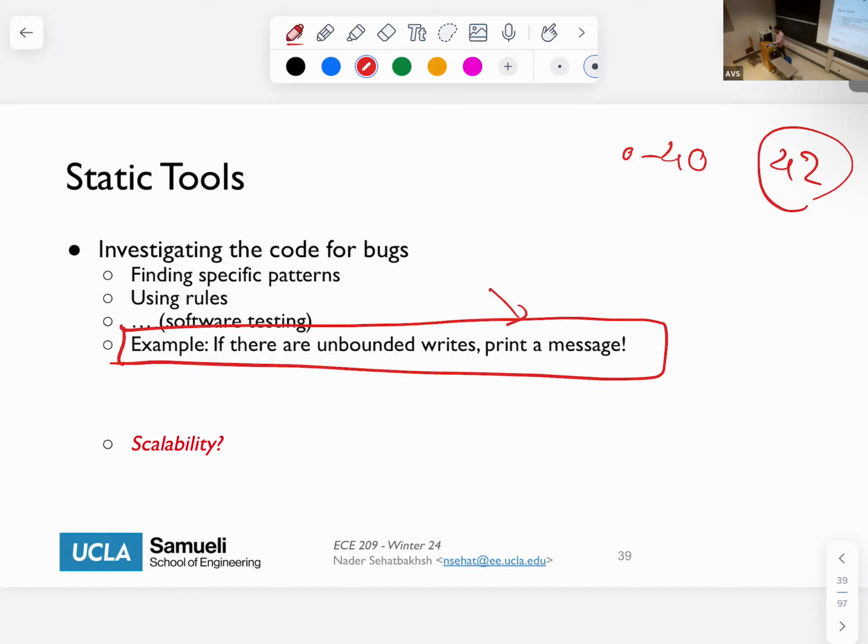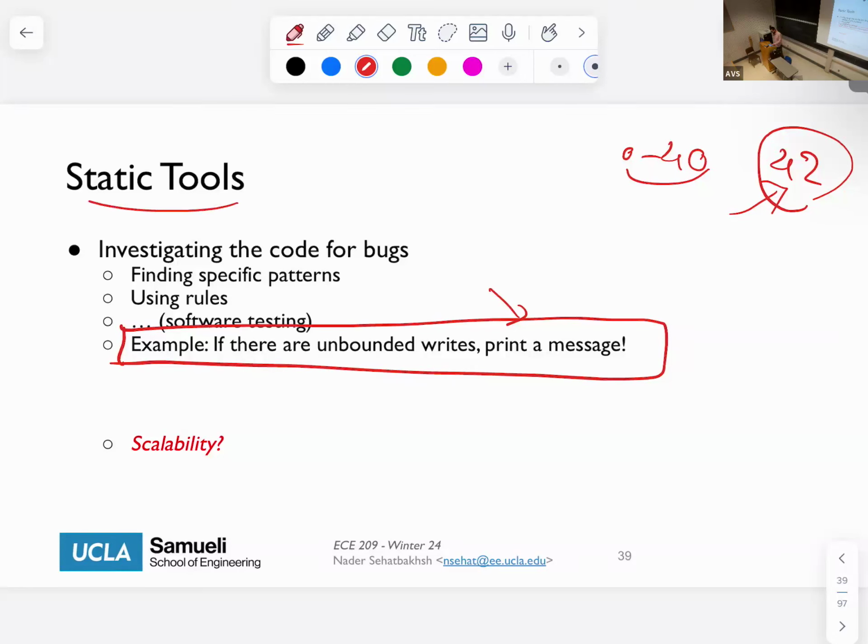For example, in this particular case, it has to know the size of the array and the current index of the array, and compare these two. Based on that, it decides whether this is a violation of that rule or not.